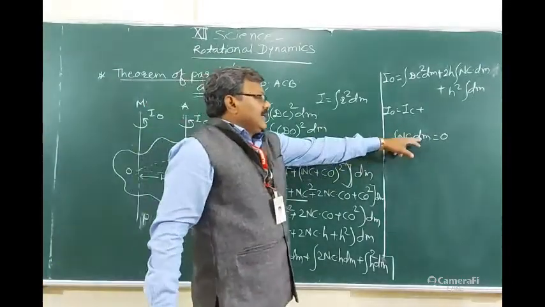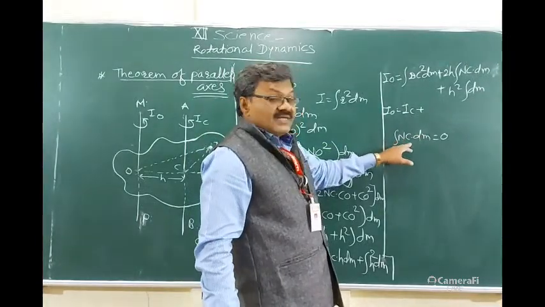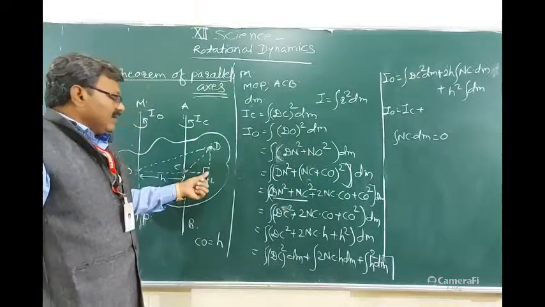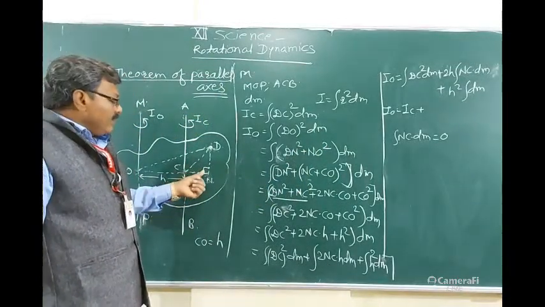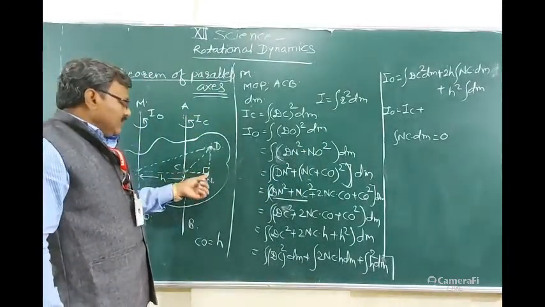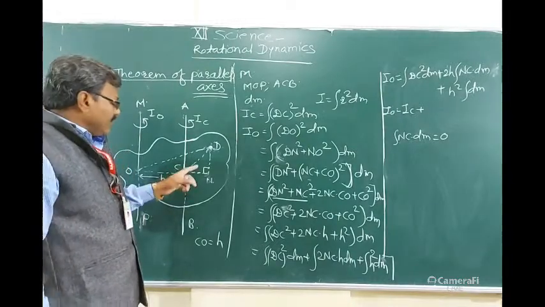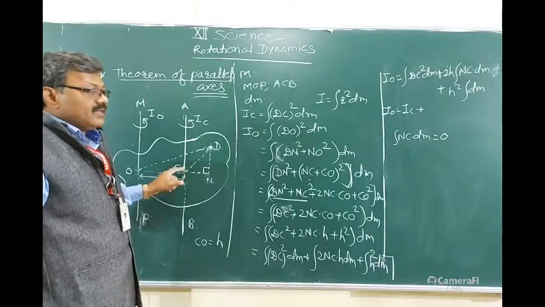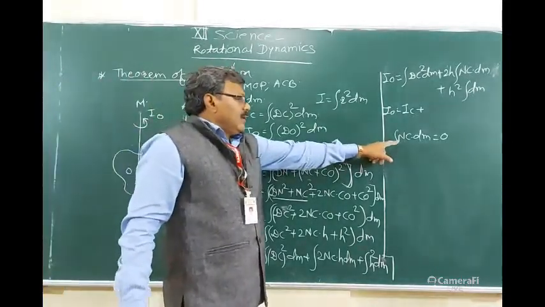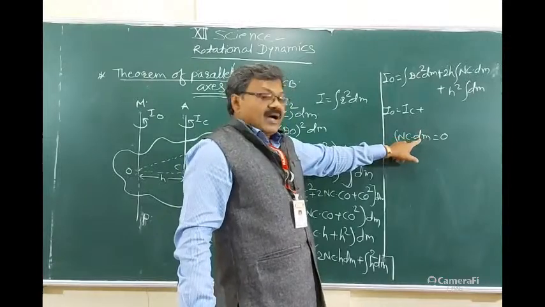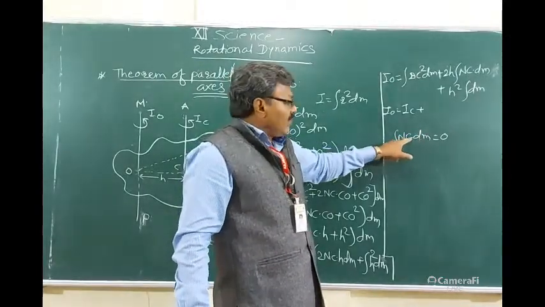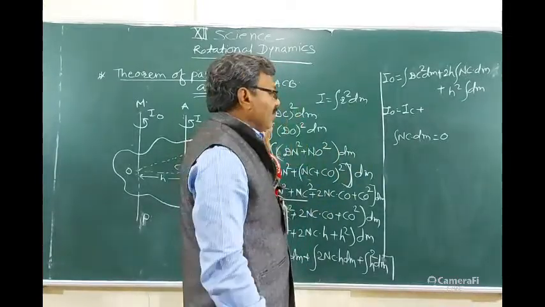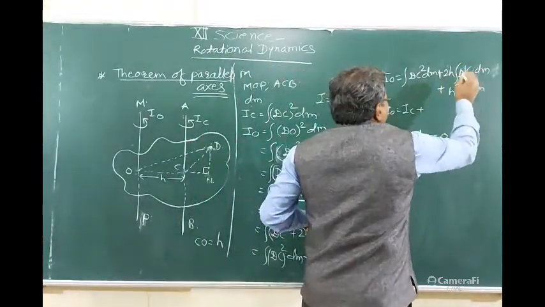Actually, this dm represents the mass, but this nc shows the distance of the point from the center of mass, but this mass is symmetrically distributed about the center of mass. Therefore, this moment of this mass is actually the moment of mass. Moment of mass at the center of mass is always zero. Therefore, this quantity is zero.